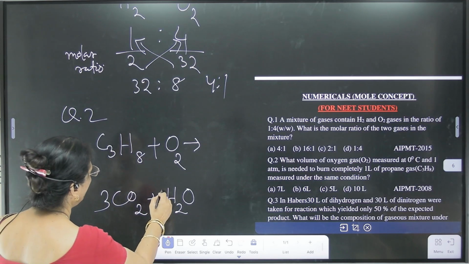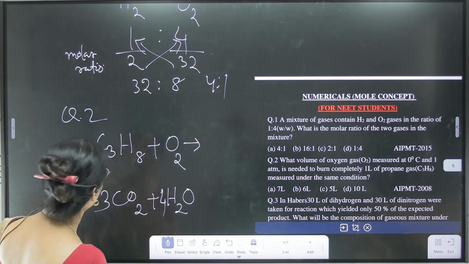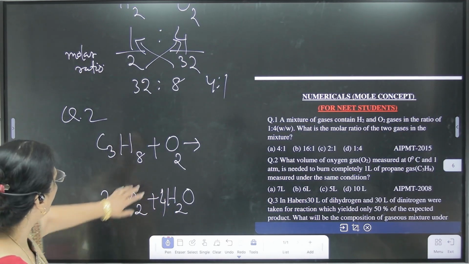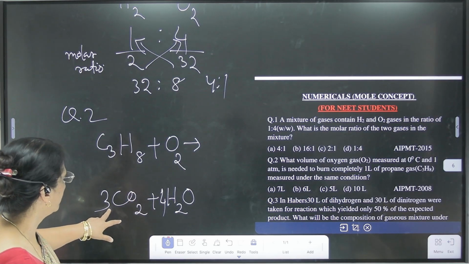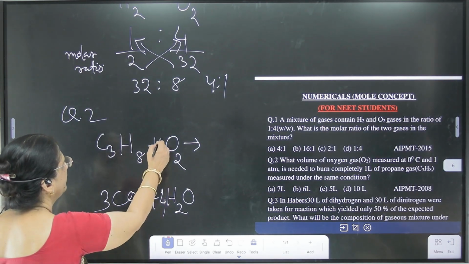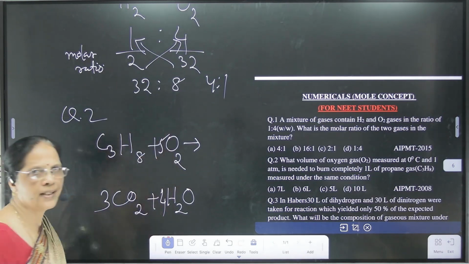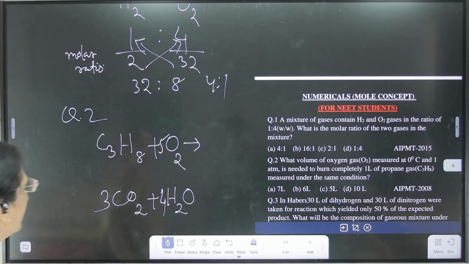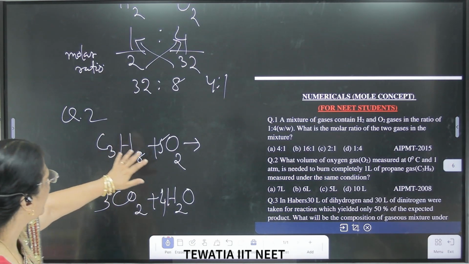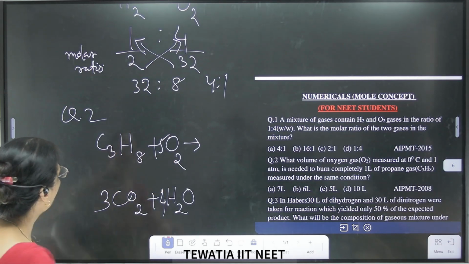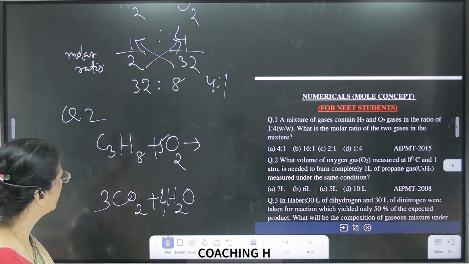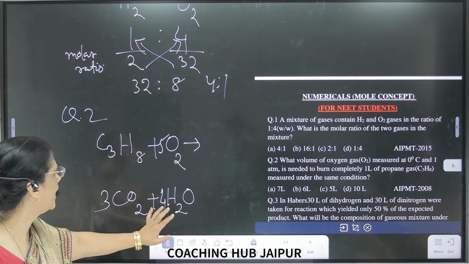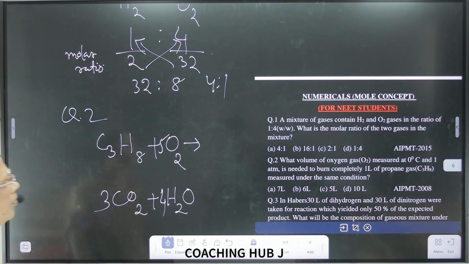H8, so here water will be 4, and oxygen 3, 6, 4, so it will be 5. So now it is a balanced chemical equation. That means 1 mole of propane reacts with 5 moles of oxygen to give 3 moles of carbon dioxide and 4 moles of water.